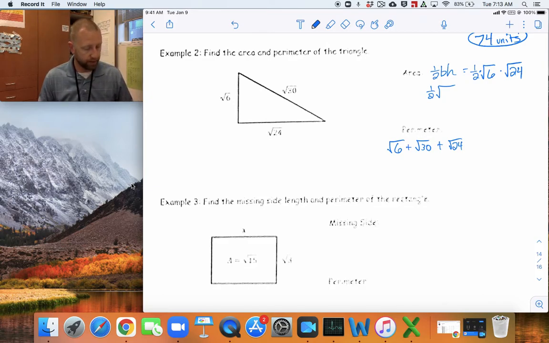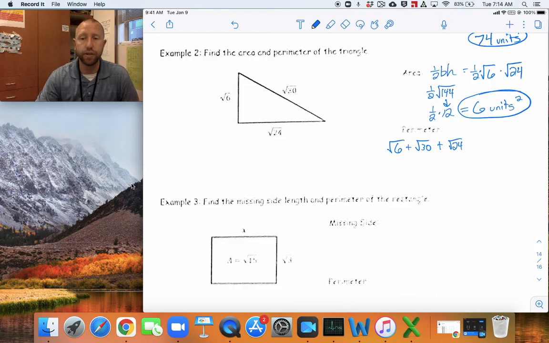So 24 times 6, double check with my calculator. Yes, okay. It's 144, right? So I put radical 6 times radical 24 under the same radical sign, and that equals 144. And then I can do the square root of that. I'll bring down my 1/2, but I know what the square root of 144 is. It's 12. And then half of 12 is 6. So the area for this triangle is 6 units squared.